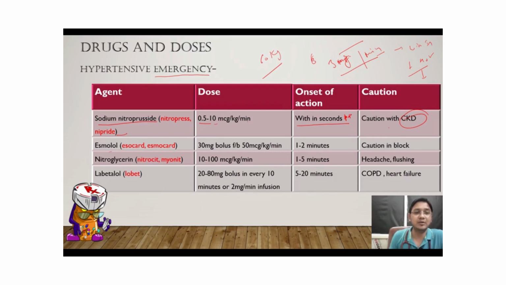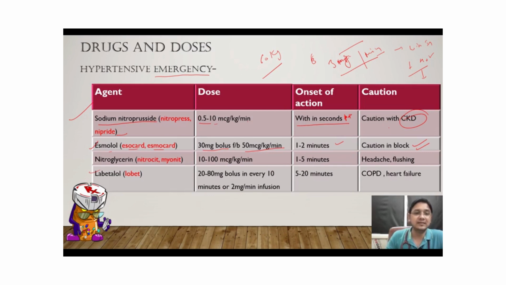Another agent is esmolol, very commonly available, named Isogard or Esmogard. Then we have to give a 30 milligram bolus followed by a 50 microgram per kg per minute infusion. Onset is within minutes, 1 to 2 minutes. We have to be cautious about heart block. If the patient is having SA or AV node block, then you may avoid this agent. You can go for sodium nitroprusside or some other agent.